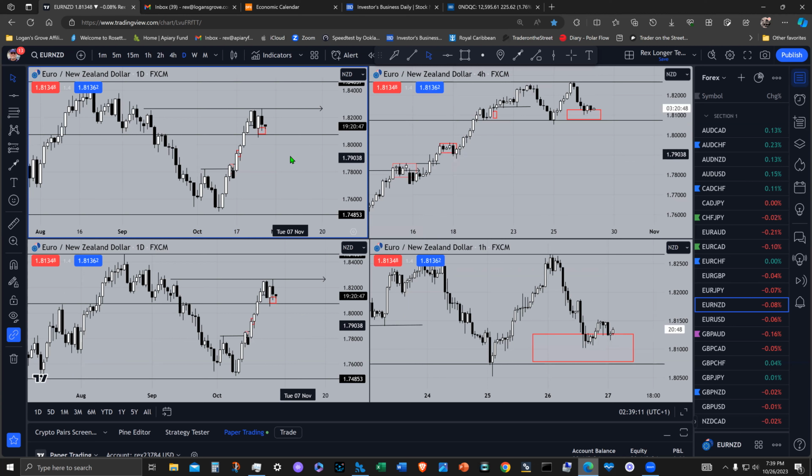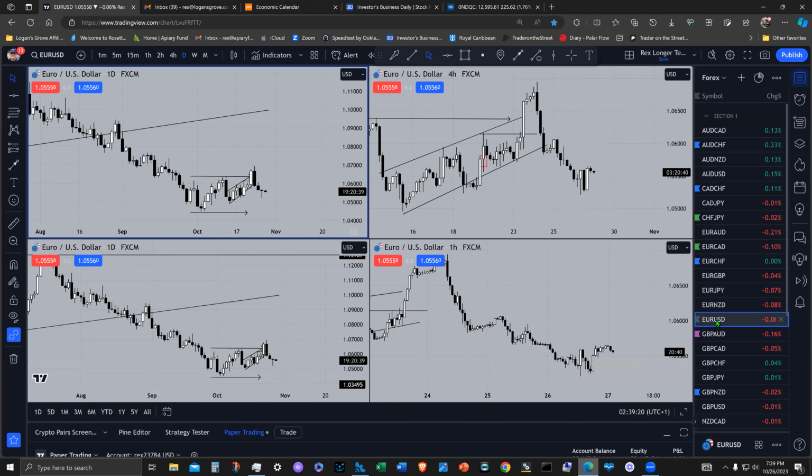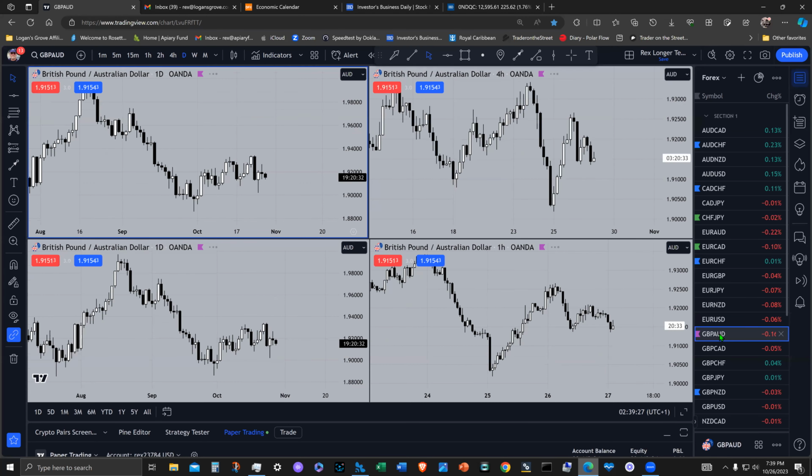Euro New Zealand. It's moving into a buy area there, so I'm going to pass on that one. Euro US is in the box. I'm not going to worry about that one. Pound Aussie.